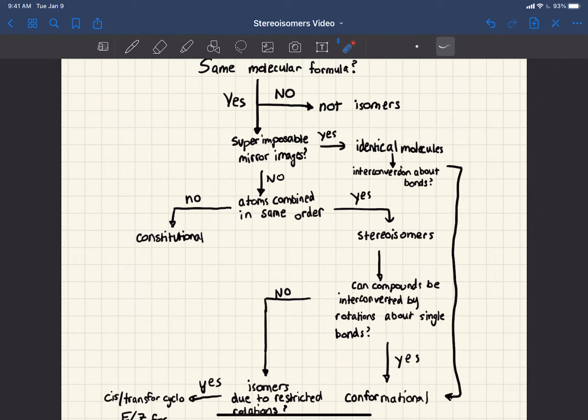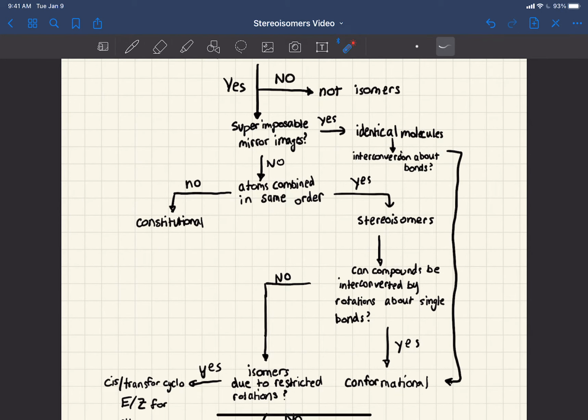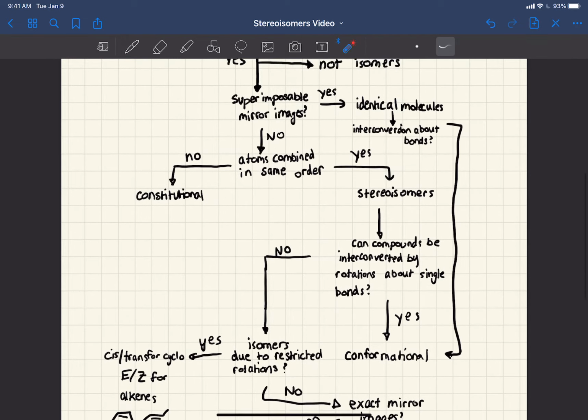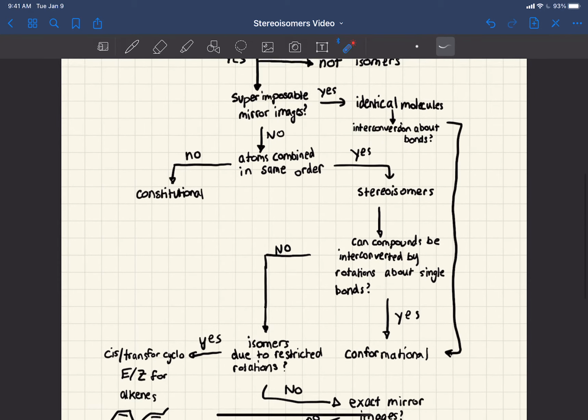Okay, let's say that we don't have identical molecules. So then what we see is if the atoms are combined in the same order. And if they're not, we can determine right away that they're constitutional isomers. But if we see that they are combined in the same order, then we determine that they're stereoisomers. Now comes the tough part, which is figuring out what kind of stereoisomer, right? And so what we want to first look at is if within the compound you can rotate a single bond so that you get the other molecule, and what you'll end up with is a conformational isomer.